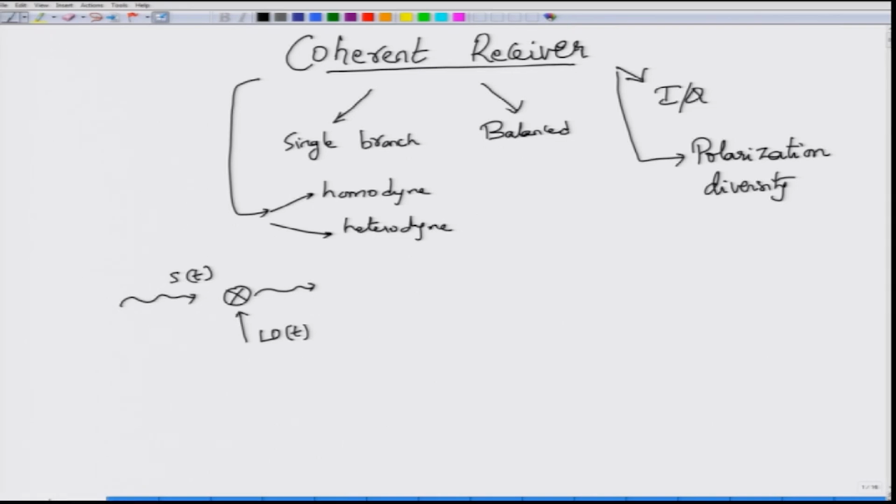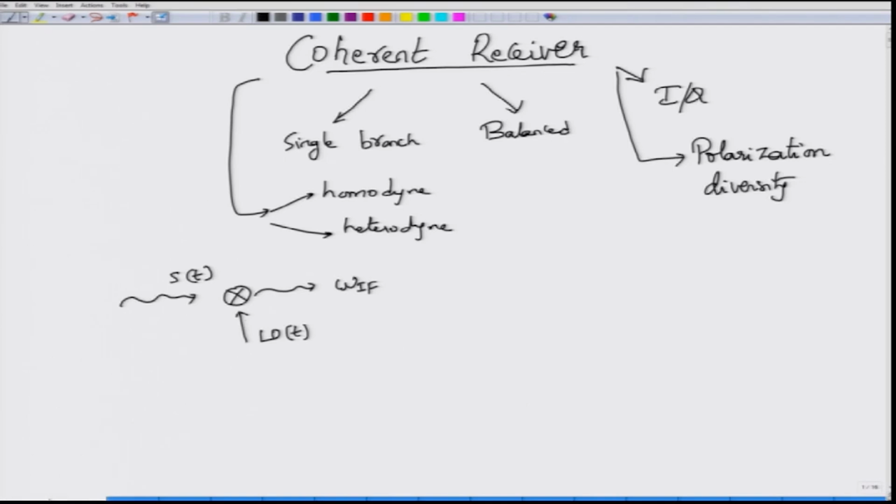If the incoming signal frequency is different from the local oscillator frequency, then you end up with what is called an intermediate frequency. Your spectrum will be centered at the intermediate frequency. Otherwise, the spectrum will be centered at zero intermediate frequency. Zero intermediate frequency is nothing but DC, right.